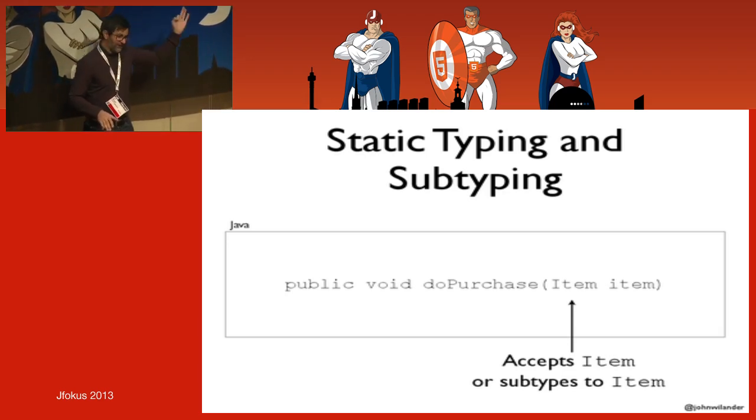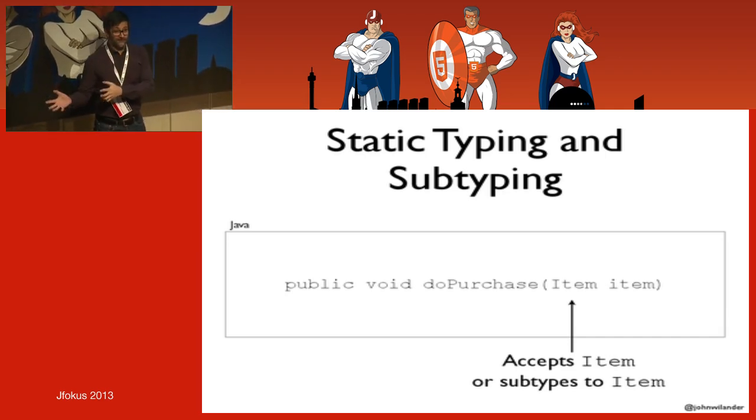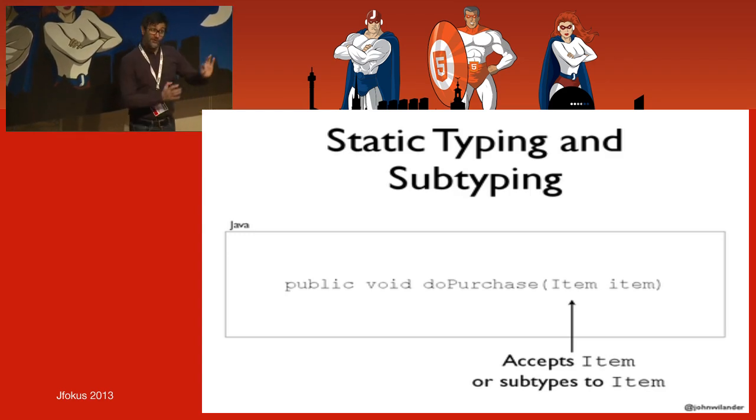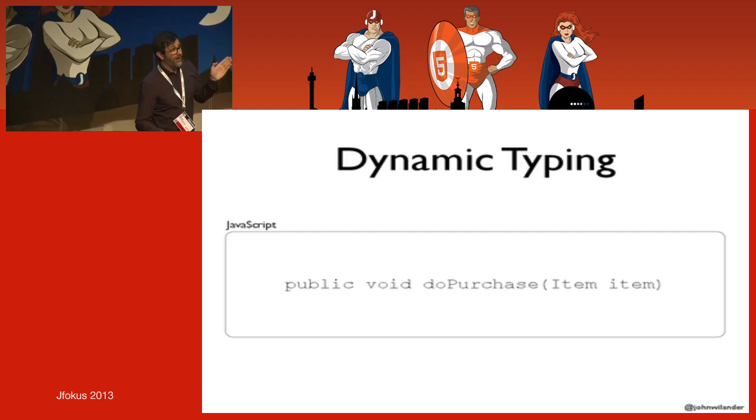This is the Java case where we had some kind of public method where we can do a purchase of some kind of item. And when we think about this, we know that, okay, I can now call this method with an item or a subtype of item. And this is how we design our APIs in Java. So this method would accept item or subtypes of item. Let's look at what happens if we move this into a JavaScript mindset.